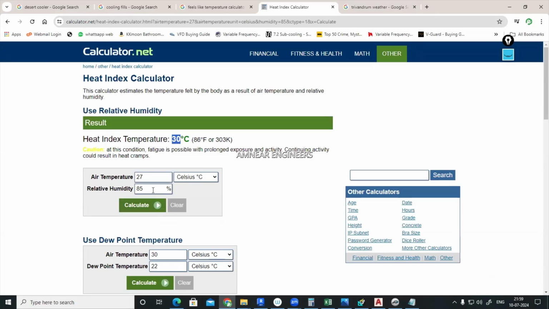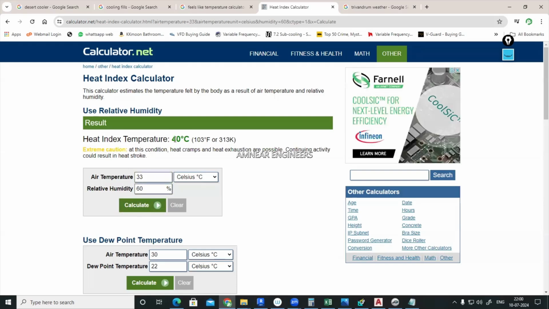But in the same room, if I am trying to use a desert cooler, the atmospheric temperature is 27 only, but the relative humidity might be increasing to 100%. At that time, instead of 27, I might be feeling 33. Correct. Sometimes, in summertime, let's say the atmospheric temperature might be 33 degrees Celsius, relative humidity might be, let's say, 60%, for example. So I might be feeling 40 degrees Celsius then. Since the relative humidity is high, we might be feeling 40 degrees Celsius there.